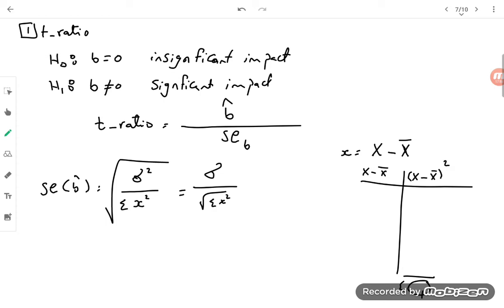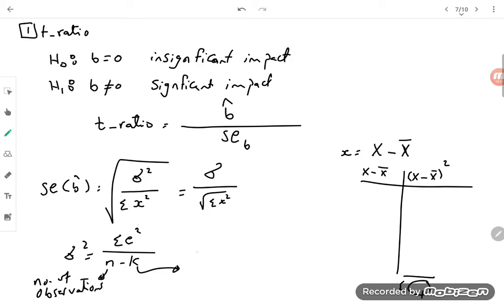What about the sigma? Sigma squared is calculated as summation e squared divided by n minus k. What's n minus k? N minus k is known as the degrees of freedom. N stands for number of observations, and k is the number of parameters.